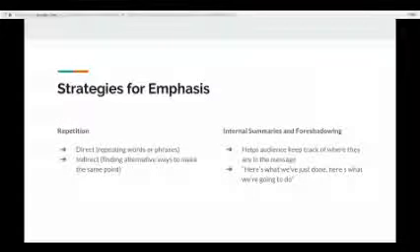Other emphasis strategies: repetition. You can have direct repetition, which is repeating words or phrases. You can also have indirect, so you can find alternative ways to make the same point over and over again. And then another great strategy for emphasis is internal summaries and foreshadowing. This is, again, helping the audience keep track of where they are in the message. This is what we've just done. Here's what we're going to do. And that's it for the modes of communication, general strategies.